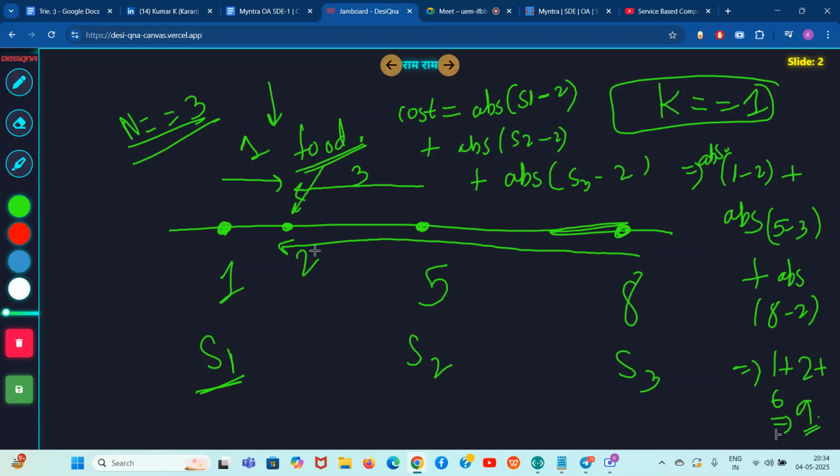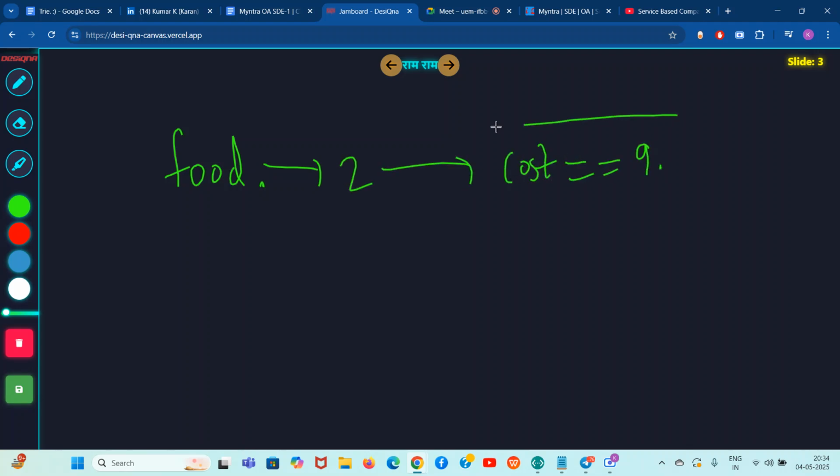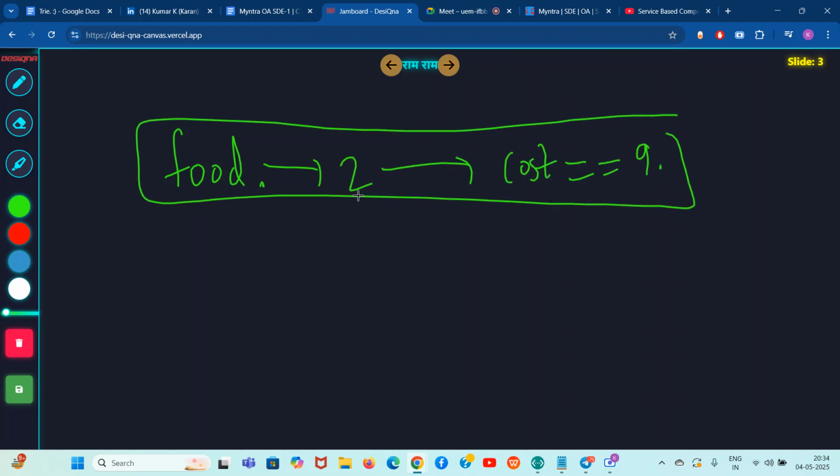If you keep the food at position number 2, the cost is coming as 9. So in the question they are asking, where should you keep the food such that the cost is minimum? We know that if you keep the food at 2, the cost will be 9. But is there a better position possible?